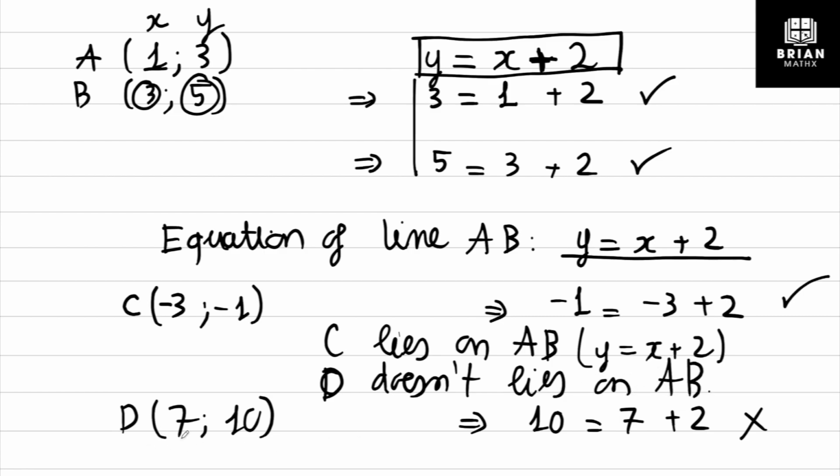Yeah, because the coordinate of D does not satisfy this equation. So that's why I have the conclusion that D doesn't lie on AB. Okay, that is the equation of a line. The form of the equation is y equal to mx plus c.